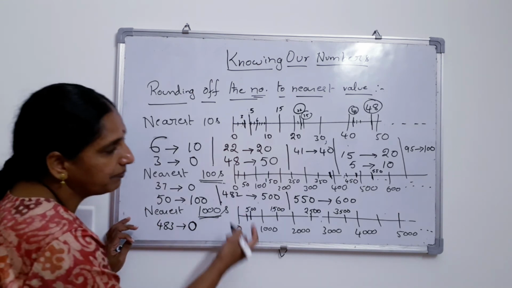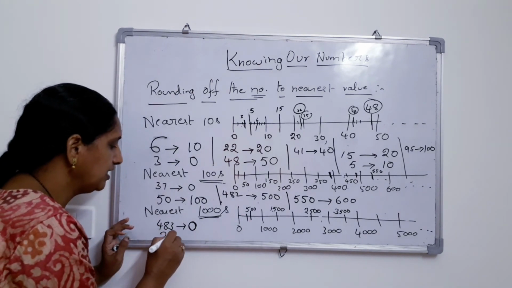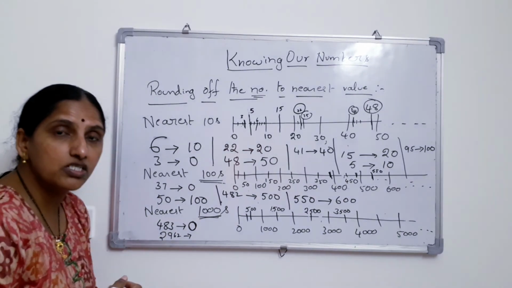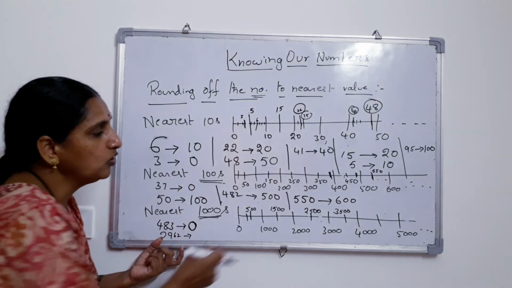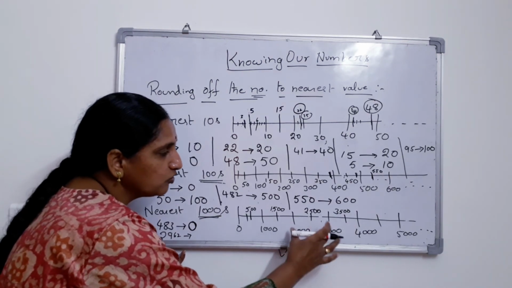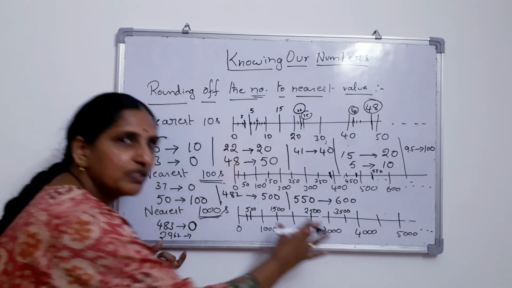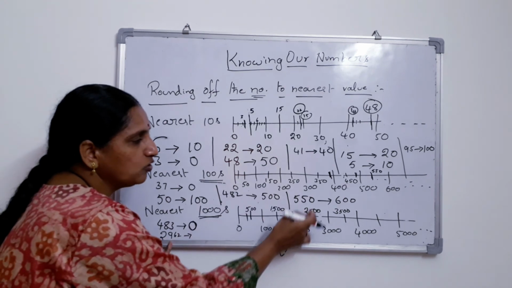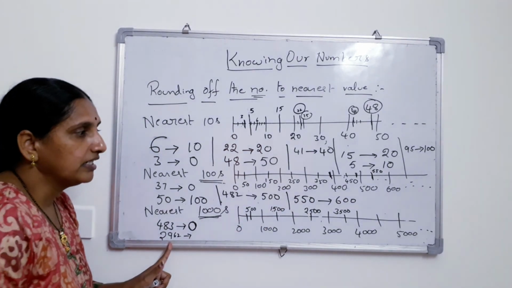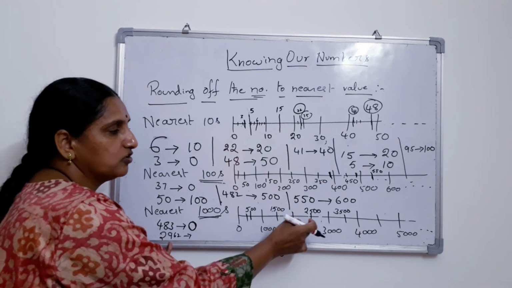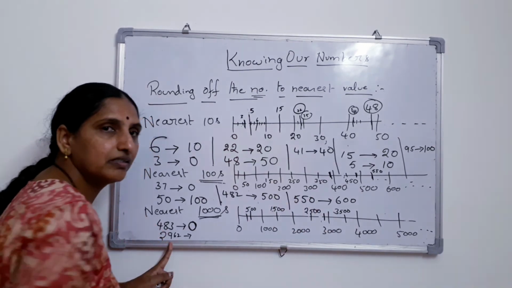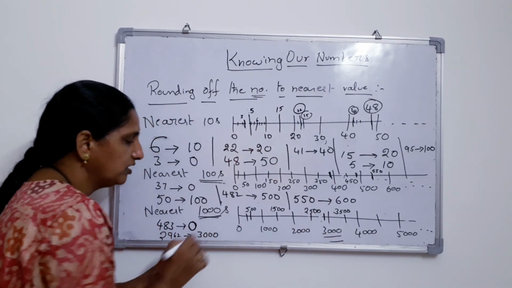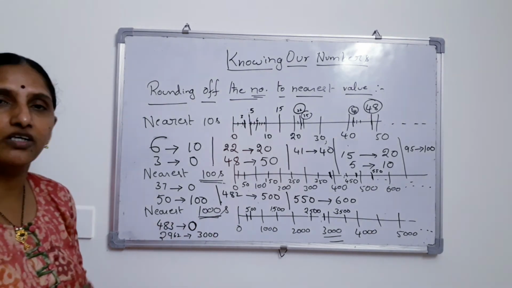Right, let us take an example of 2,962. So what is the nearest value? First point, it lies between 2,000 and 3,000. Now compare 2,962 with 2,500. It is greater than 2,500. So where will it lie? It will lie somewhere here, very near to 3,000. So it is rounded to 3,000.